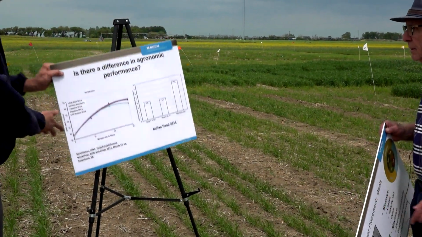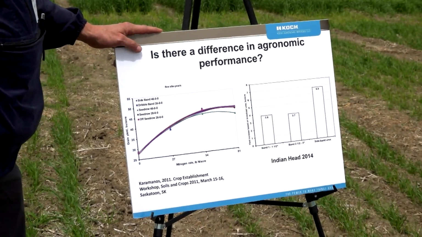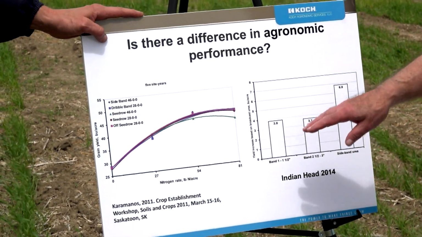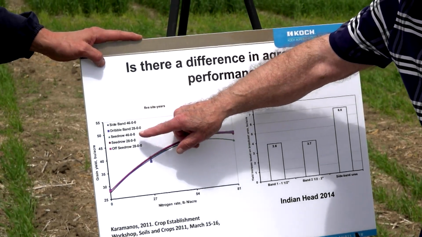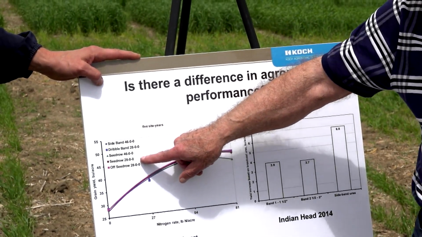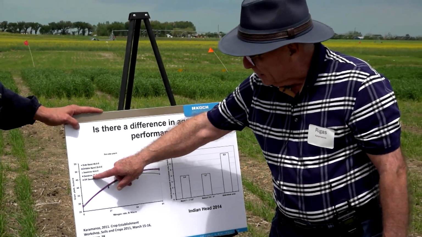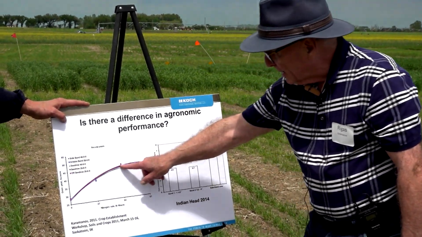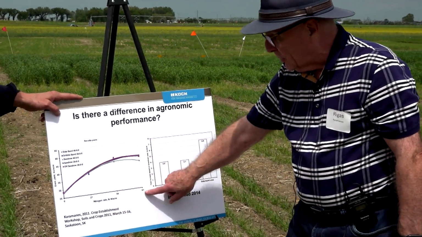So here, this is a trial that was carried out back, actually I published that in 2011, and we compared side banding, dribble banding, seed row placement of 46-0-0. At that time, UAN was still available, now there isn't, and we looked at seed row and off the seed row. And look at that, in all cases, we went 0, 27, 54, and 81 pounds per acre.